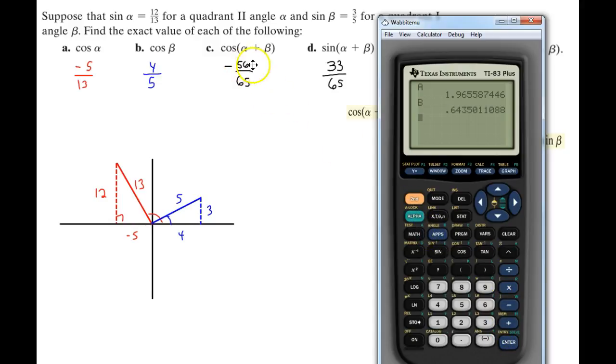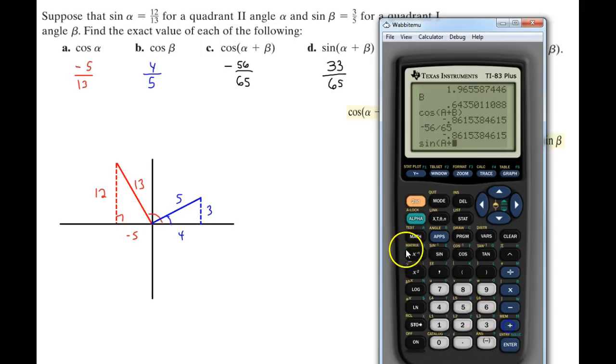So what can I do with that? Well, I can add them together and put them in the cosine. The cosine of alpha plus beta. And I can hit enter. I can see what that is. I can type in -56/65 and see that's the same thing. I can type in the sine of alpha plus beta, and I can verify that, and that'll be 33/65, and I get the same thing.